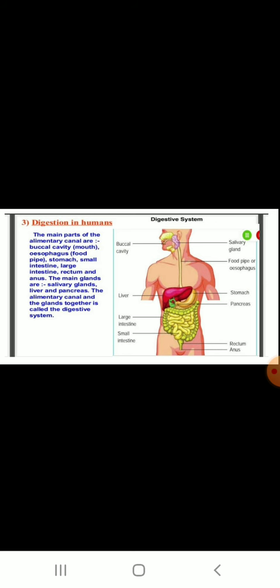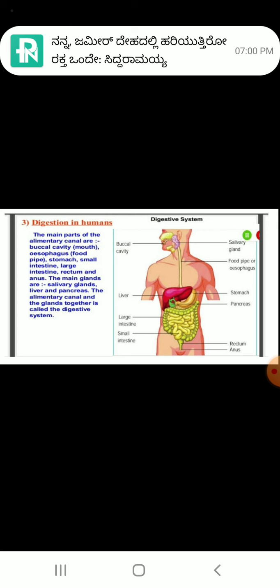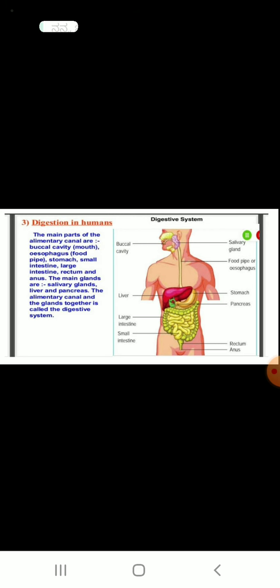So the small intestine has a narrow, tube-like structure, but it is bigger in size, around 6 meters long. Whereas the large intestine has a bigger diameter, and it is around 1.5 meters in length. The main parts you can notice in the picture, all these parts together are involved in the digestion of food in humans.